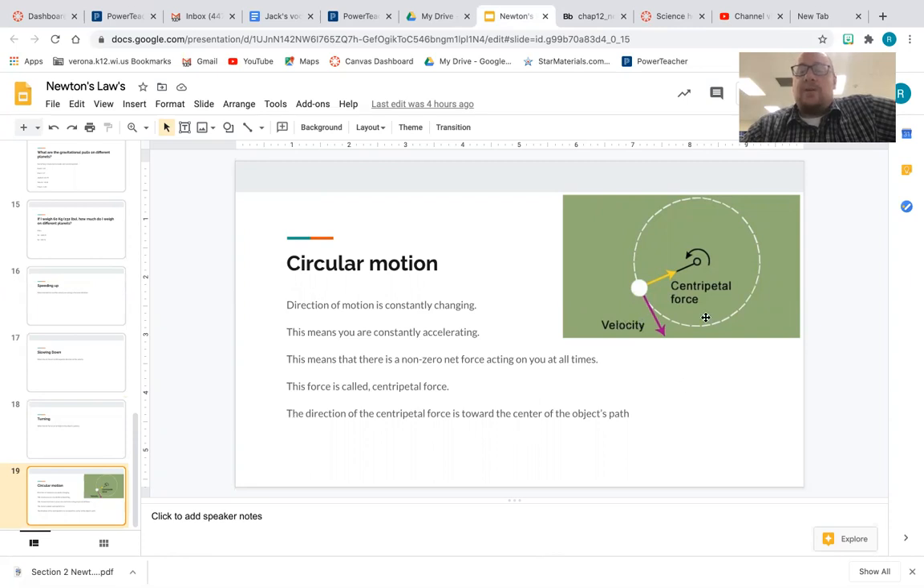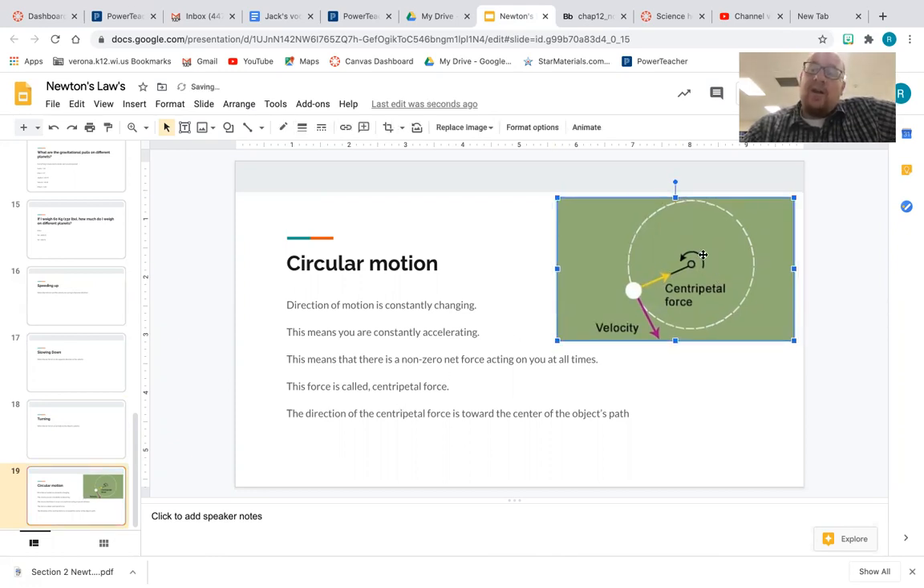Basically what's happening in centripetal force is that this object here, if you look at my cursor, is pushing in towards the center of that shape. Now, if I were to let go of this, that ball would continue going in the direction this way because this force is pushing it outward.